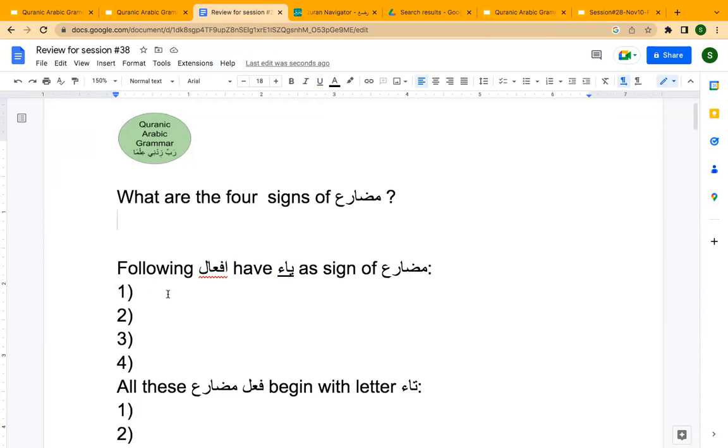Like, if my fi'l has Huwa as a pronoun, I would understand that, you mean to say, Huwa is not a fi'l, but the fi'l that contains Huwa is going to start with letter Ya, or if it is Huma masculine, it is going to start with letter Ya. If it is hum, yansuruna, it is going to start with letter Ya. And if it is hunna, yansurna, it is going to start with letter Ya. Everyone with me so far? I hope.